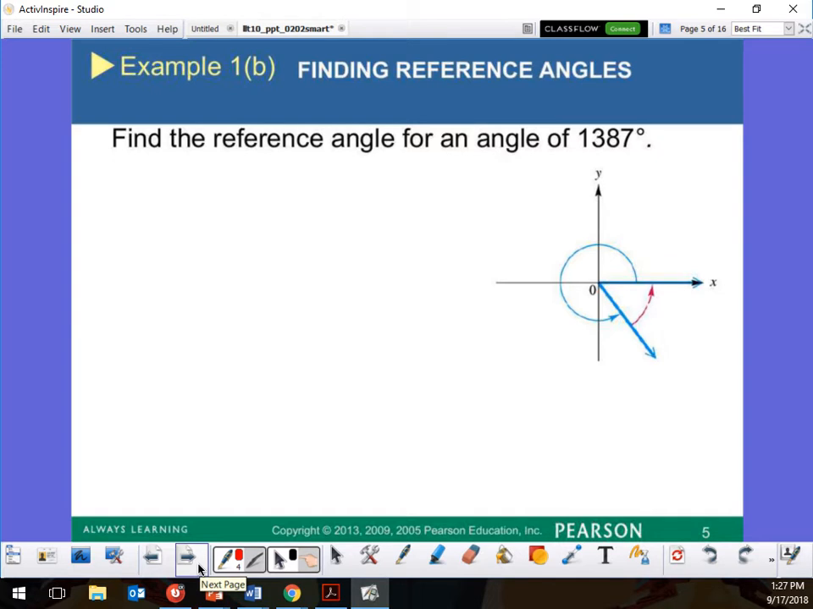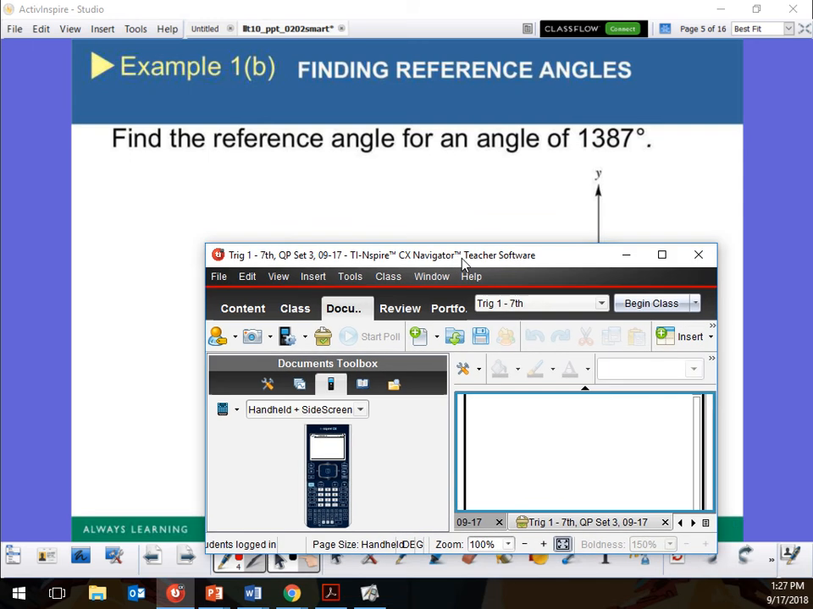All right, so this is 1387. Is that more than 360? Yeah, that's more than 360. You've got to subtract it a few times. Well, let's subtract it a few times. So it's going to be 1387. I'm going to go to my calculator scratch pad to figure out what my reference angle is going to be.